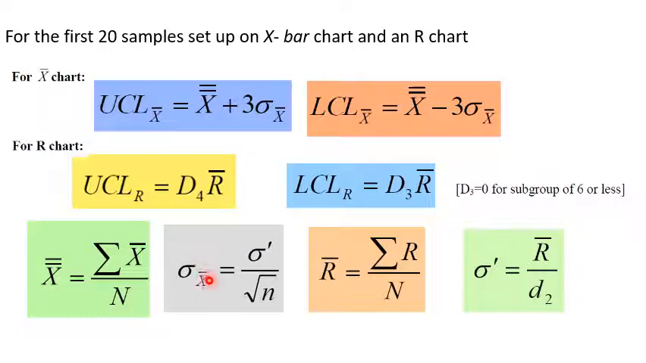and sigma X bar is equal to sigma dash divided by the square root of n, or we can use only sigma. Here I use sigma dash, but you can use only sigma. Both are right. And R bar is equal to summation R divided by n, and sigma dash is equal to R bar divided by D2.